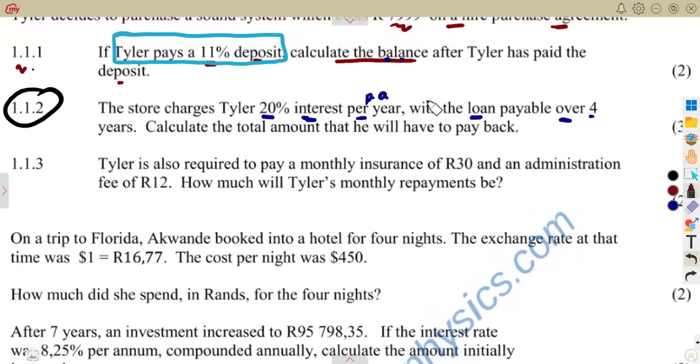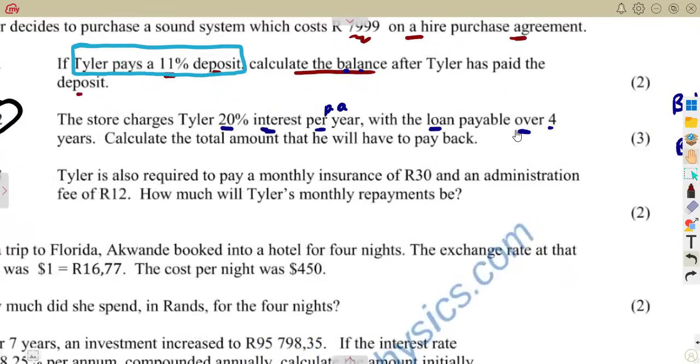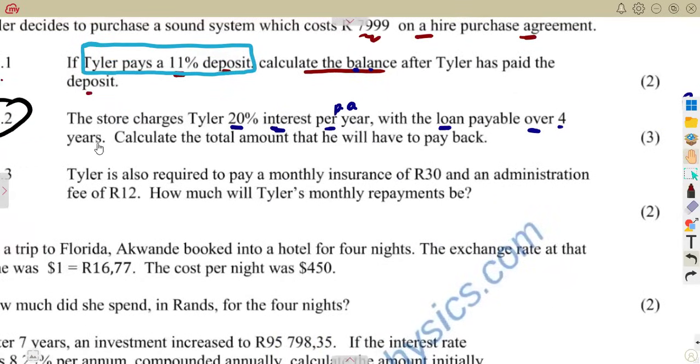Always, if you take a loan, you are given an interest. So it is like the balance is no longer going to be exactly this amount to be paid. It is going to be paid with an interest. So this becomes our loan that is payable over 4 years with an interest of 20%. So the question was, calculate the total amount that he will have to pay.